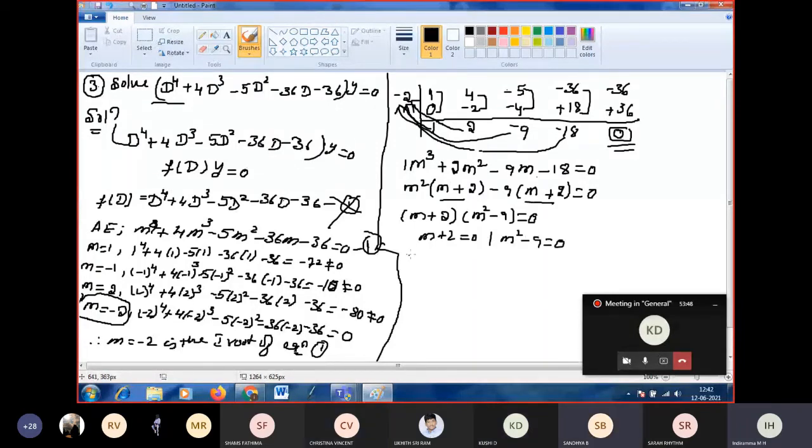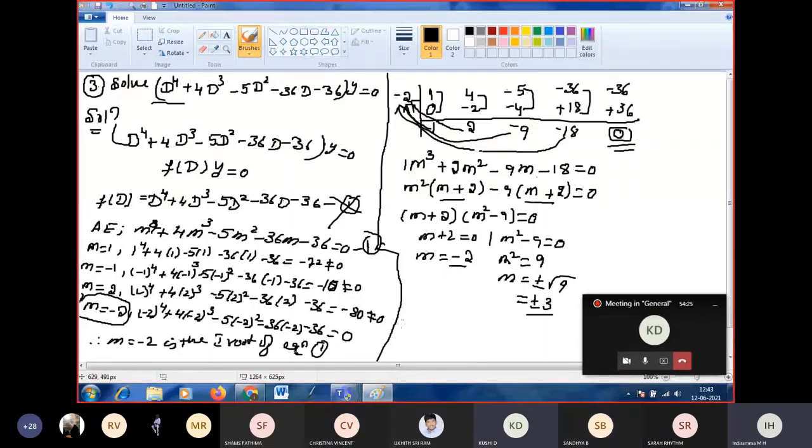What is m from the first one? Minus 2. Here m square equal to what? I am asking about m square. m square equal to 9. m is equal to plus or minus root of 9. What is root 9? 3. Plus or minus 3. So now here we have two roots, plus 3 and minus 3. One more root is what? The first root?